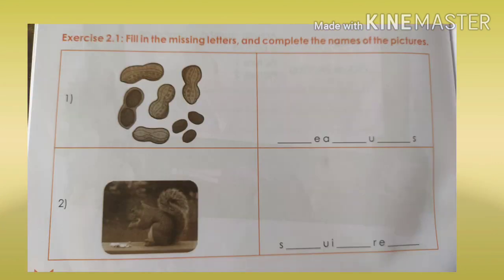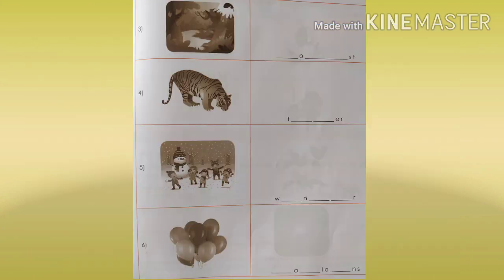Then next, exercise 2.1. Fill in the missing letters and complete the names of the pictures. So the first picture is peanuts. So we have to complete the spelling of peanuts. Then in the second picture, squirrel is there. So we have to complete the spelling of squirrel. Then what is in the next picture? That is the forest. So we have to complete the spelling of forest.